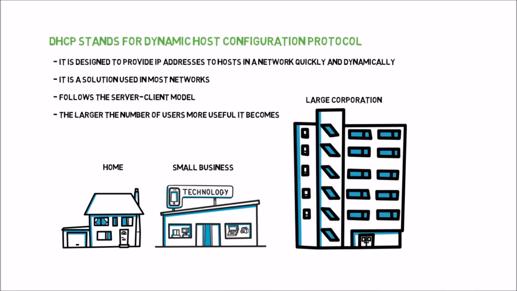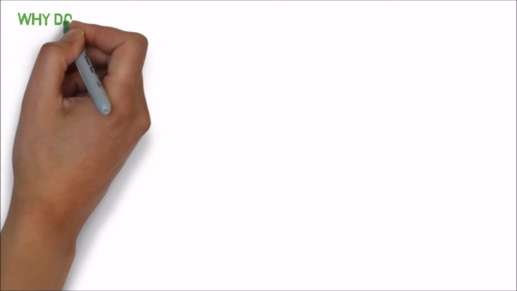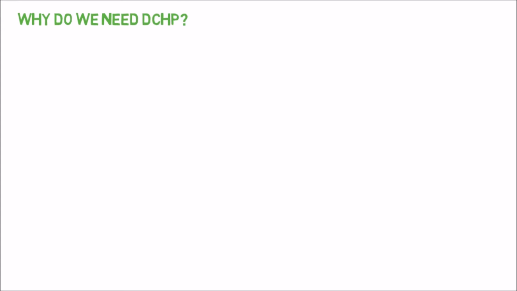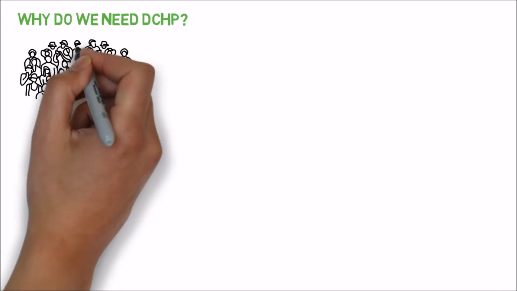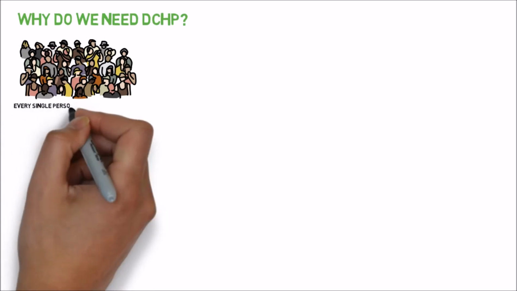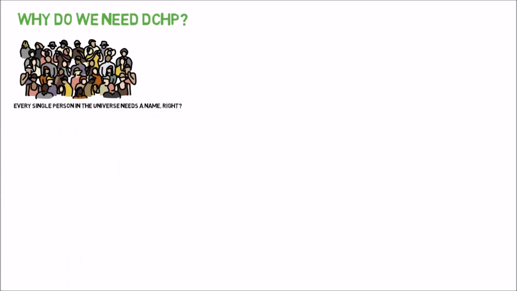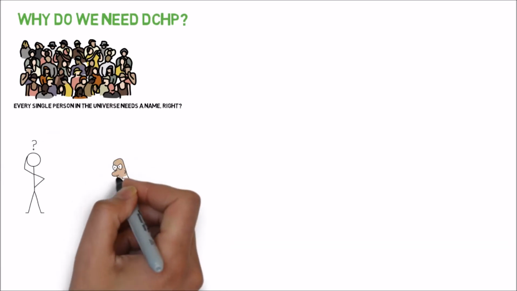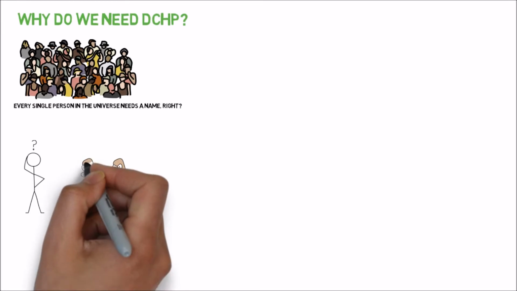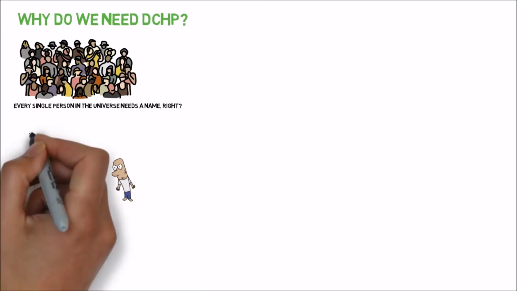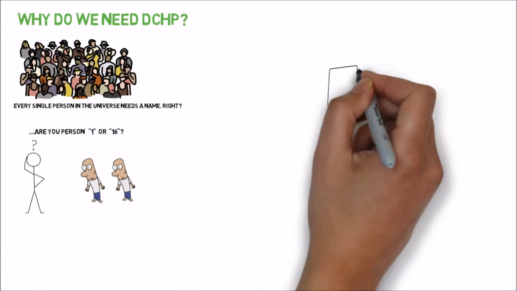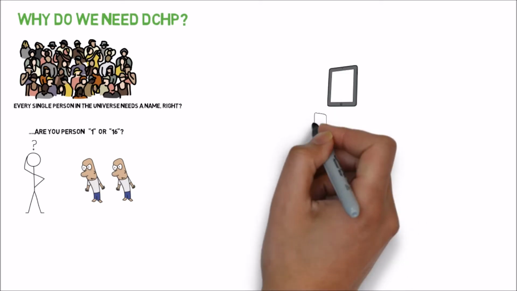So what's the whole deal? Why do we need DHCP in the first place? Well, the reason is, imagine all the people in the universe. We all have a name. We all need a name. It wouldn't make sense if we didn't have it. We have names in order to be identified. Imagine that we would call everybody, hey, person 1, person 2, or my friend number 1 or 13. Eventually we will forget who is who, and this would be frustrating for our peers as well as for ourselves.